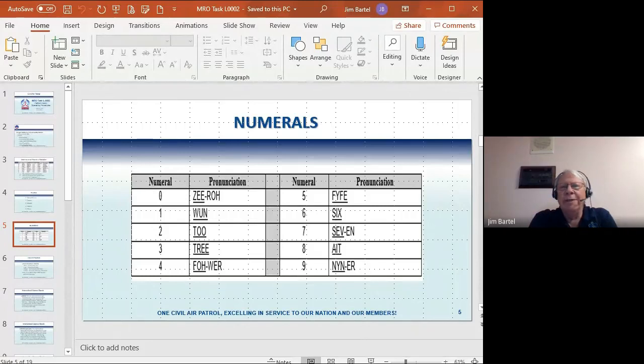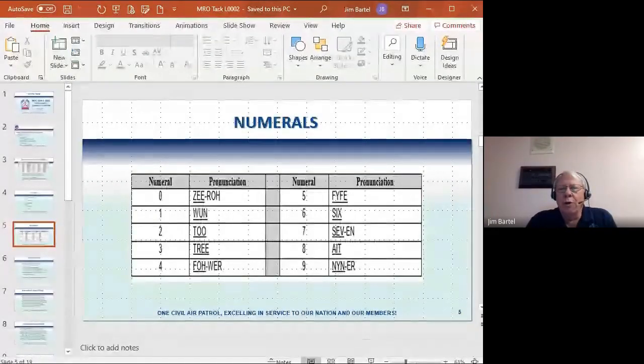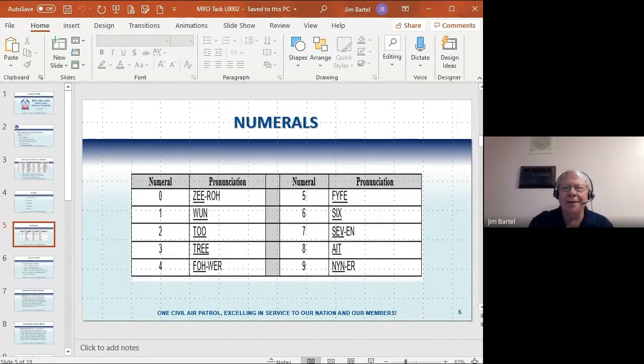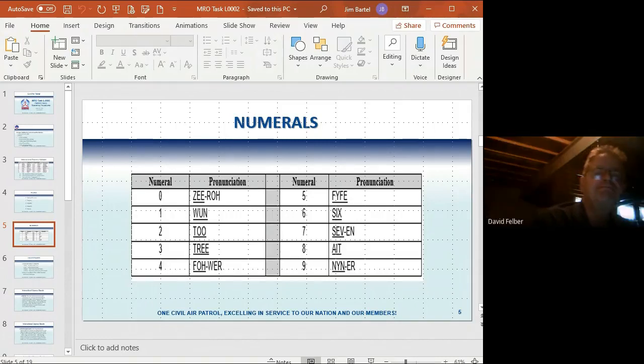Okay, and everybody please be aware that there is no number O. O is a letter, not a number. 0 is a number. So don't use call sign Red Fox 103. That doesn't cut it. It's Red Fox 103. Okay. Good on numerals? I think so.